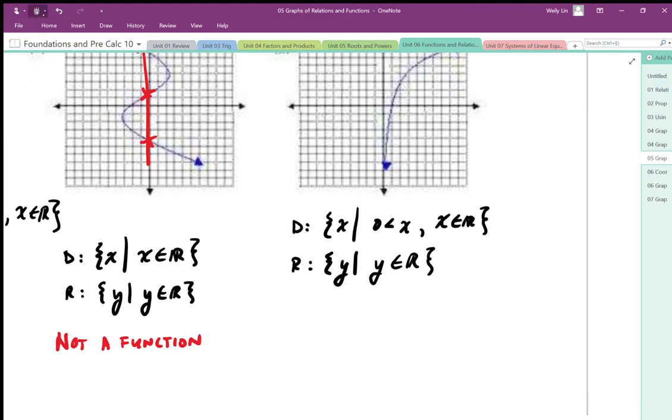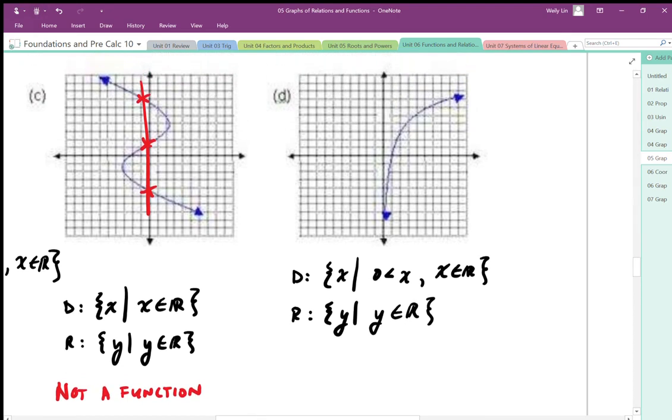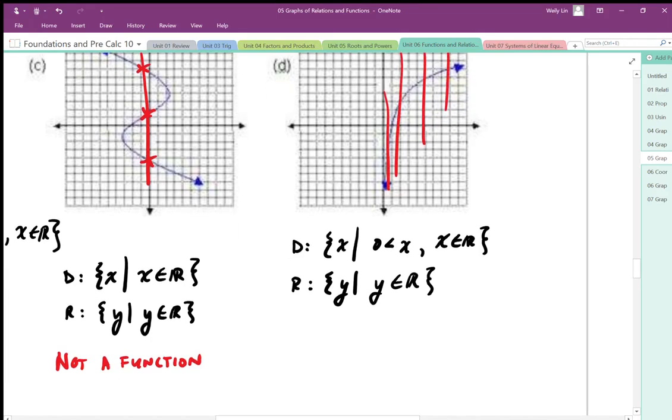As for the function test, when I draw my vertical line, there's nowhere on this graph that it passes through that blue line twice. So it passes our vertical line test, so it is a function. Okay, this one is a function.